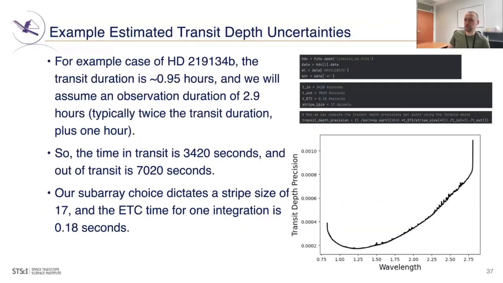So we can put this all together here for that case study I put in the ETC. In this case, we're doing HD219134B. So transit duration is about an hour. Let's say we do our observation duration of roughly 3 hours. So we have 3,000-ish seconds in transit, 7,000 seconds out of transit. We know the subarray choice is substrip 17 because this is incredibly bright, and that's the only way we can observe without saturation. And that ETC time is 0.18 seconds. So we can do this quick math together and spit out this curve here.